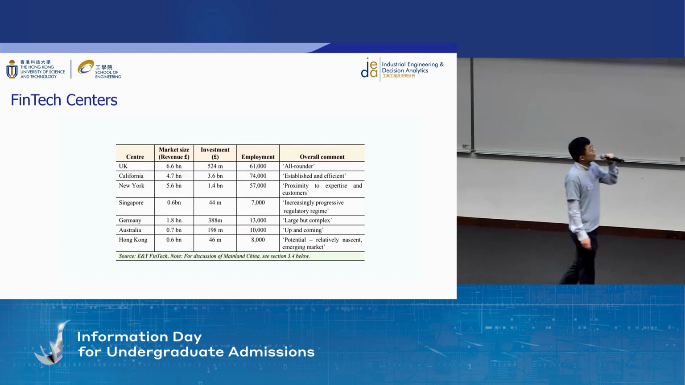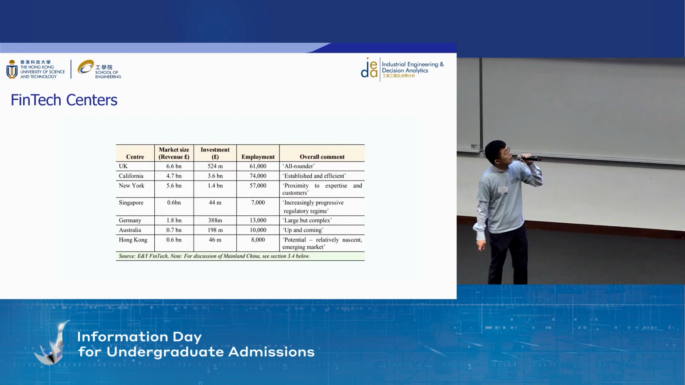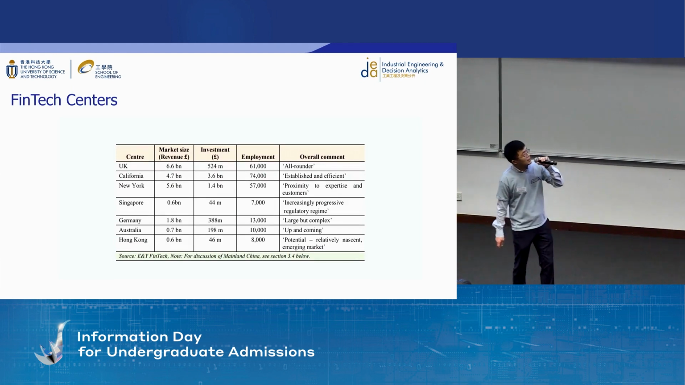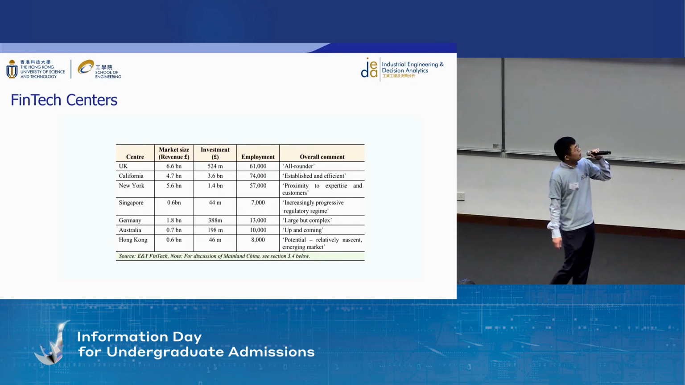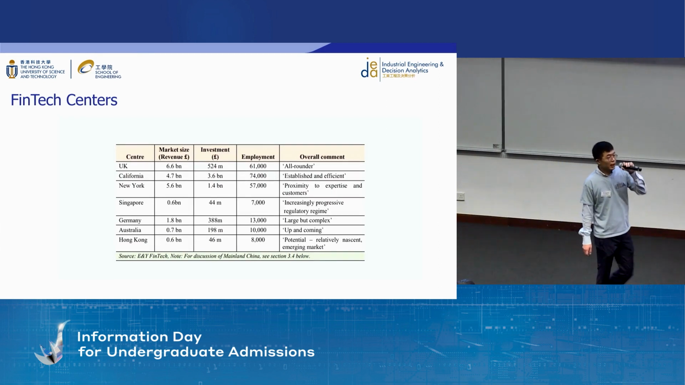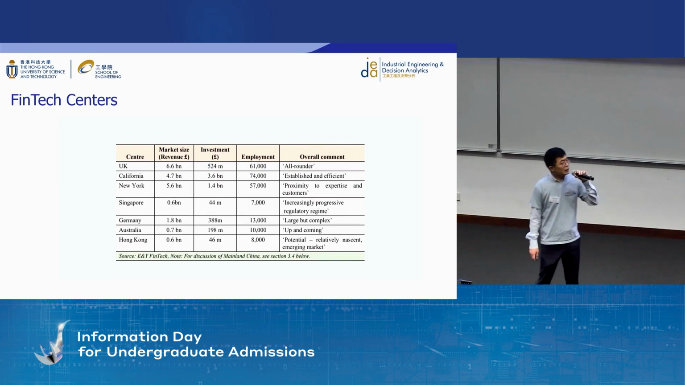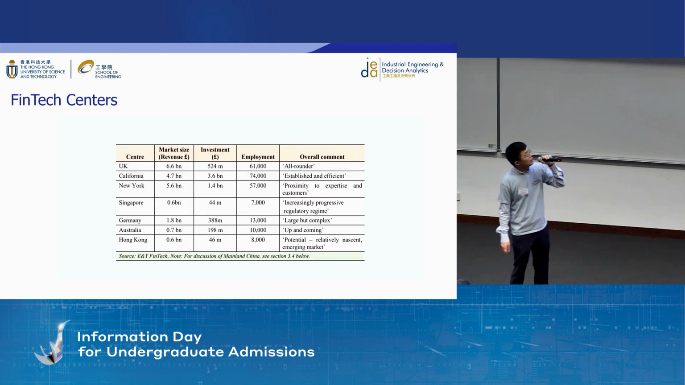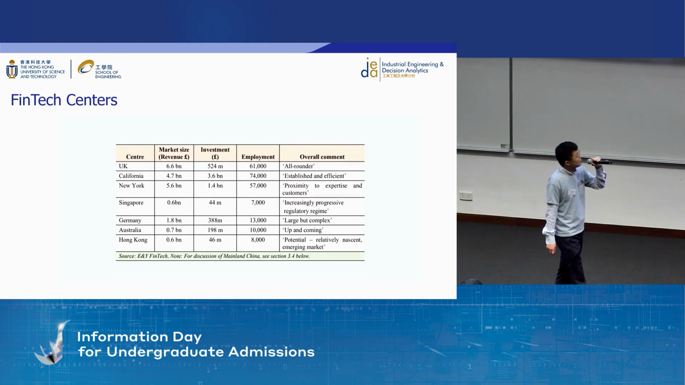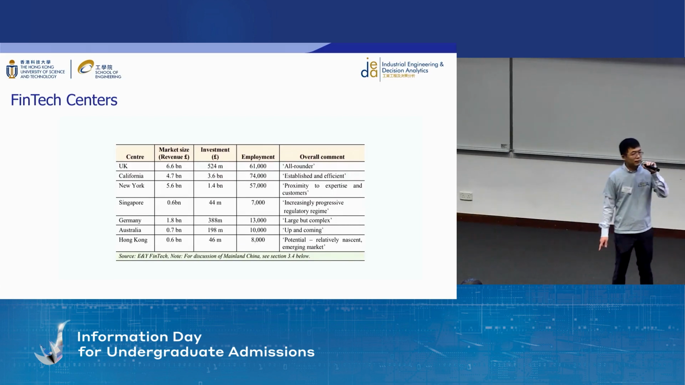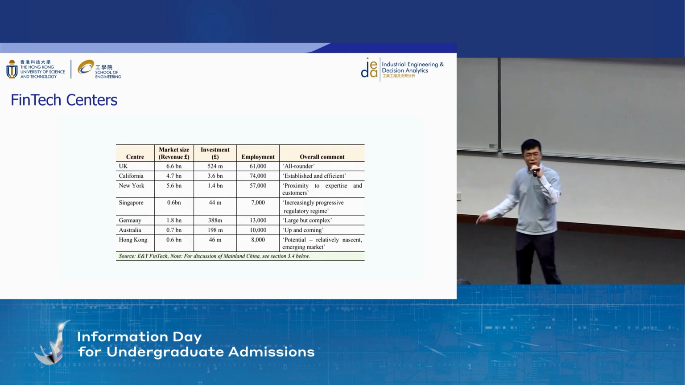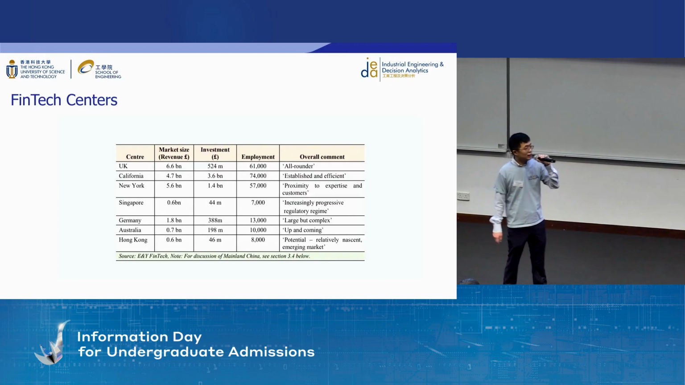There are already a lot of fintech centers around the world. The largest one is in the UK, with a market size of 6 billion British pounds. There are also other centers in California, New York, Singapore, and so on. For Hong Kong, we are actually a late player. We only have investments of 64 million pounds in fintech development, and the market cap is also low. So there is an intriguing potential for Hong Kong to become the next big center of fintech technology.